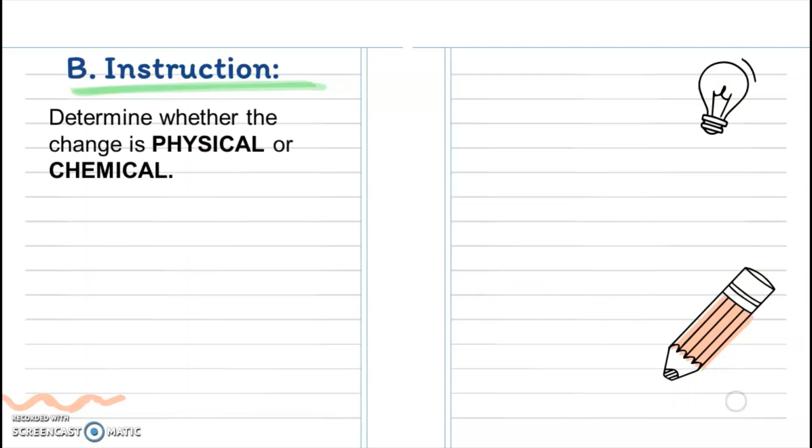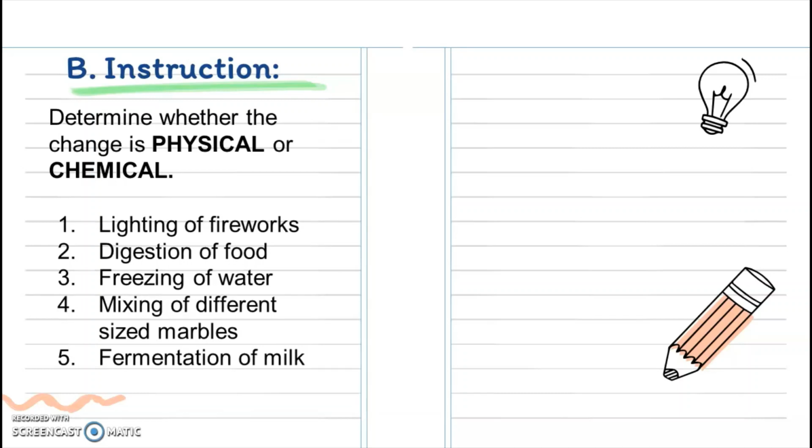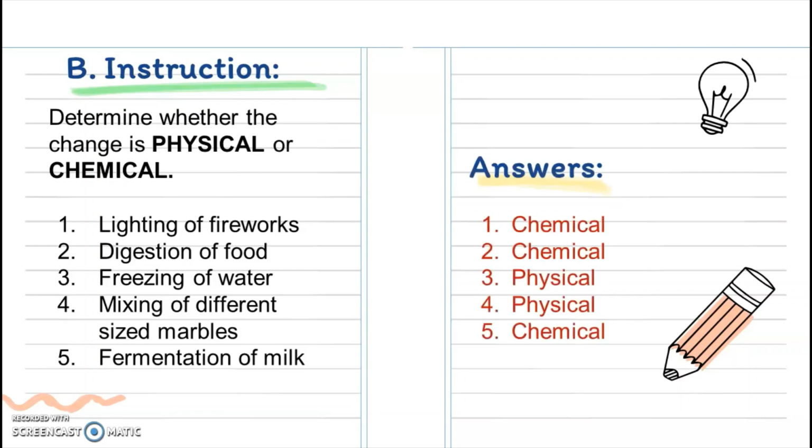For part B, we will determine whether the change is physical or chemical. So, we also have 5 items. So, try answering first before looking at the correct answers. These are the correct answers. Did you get them?